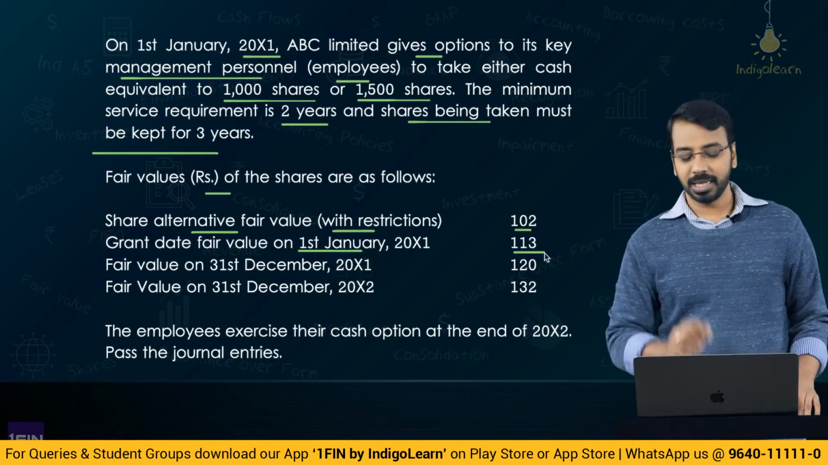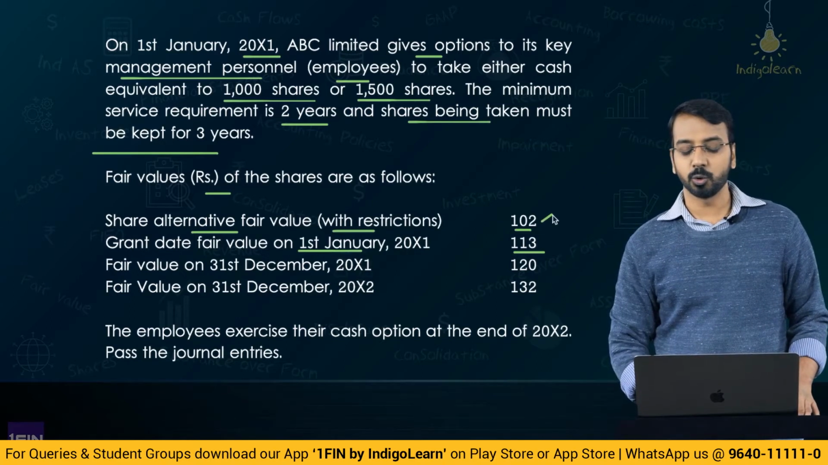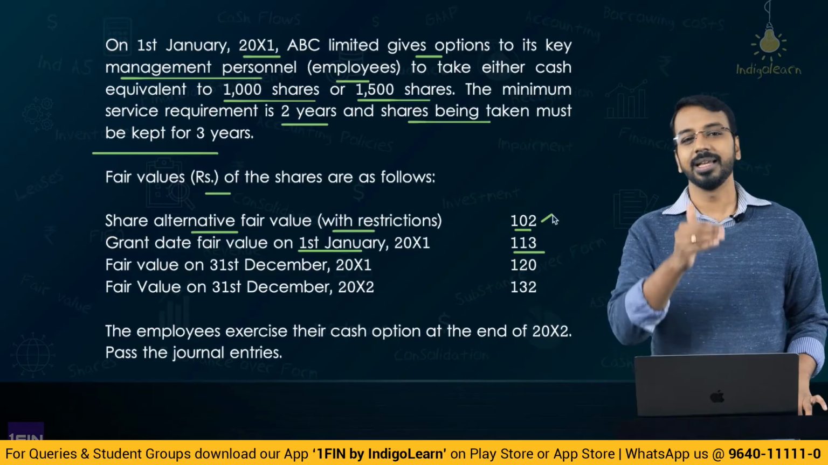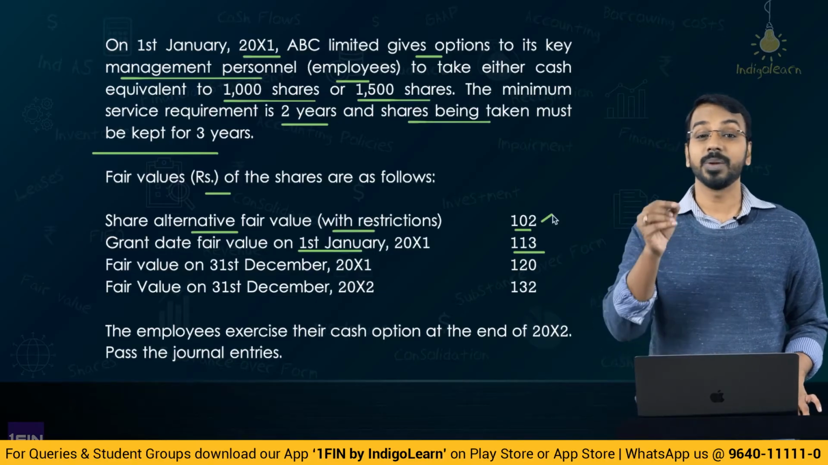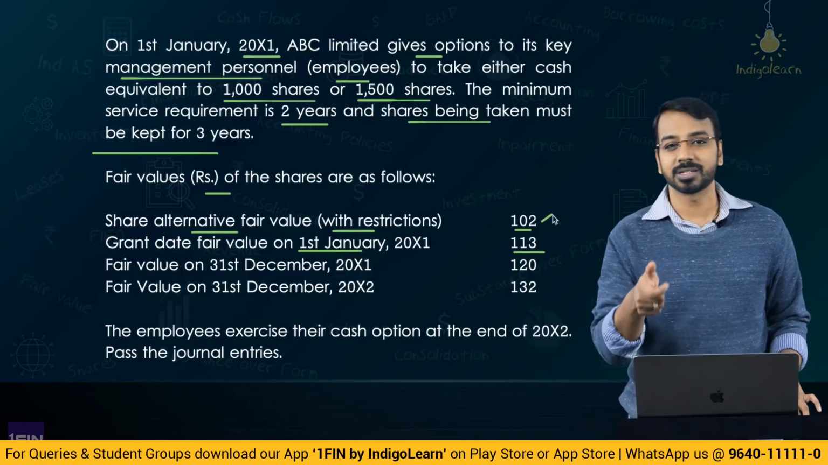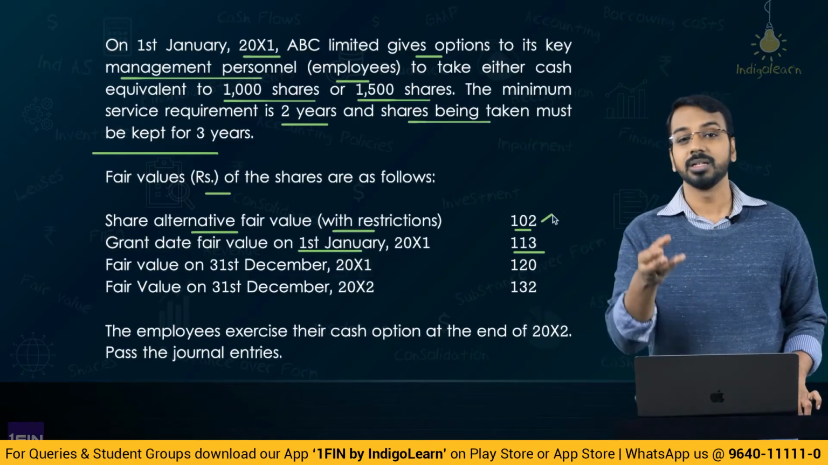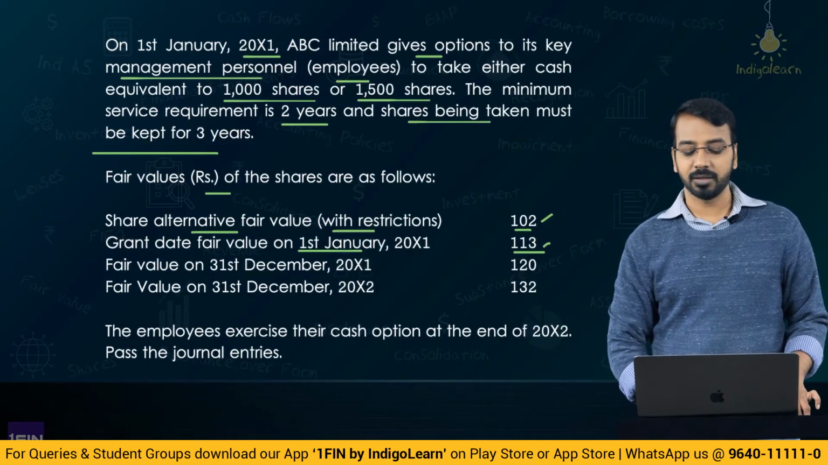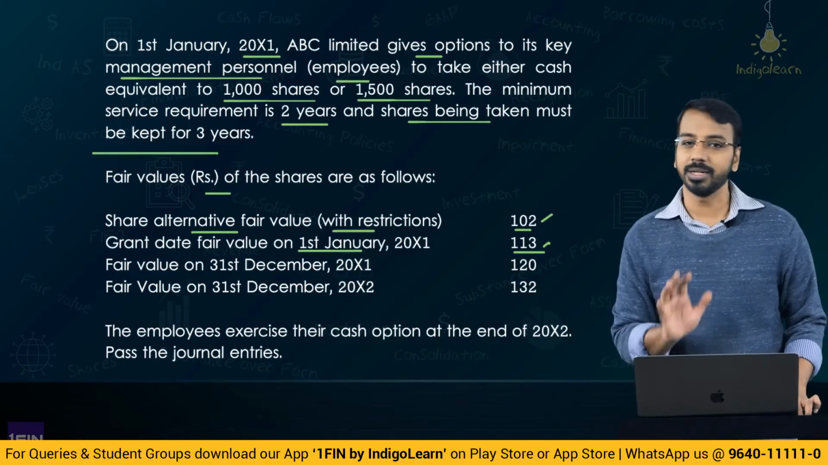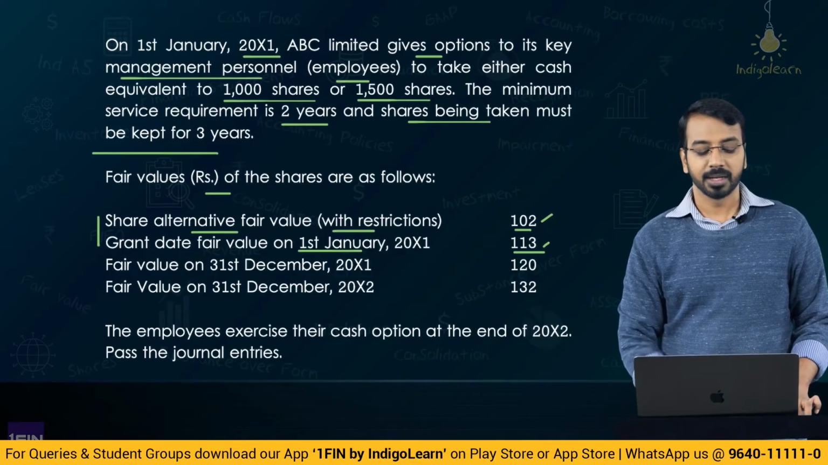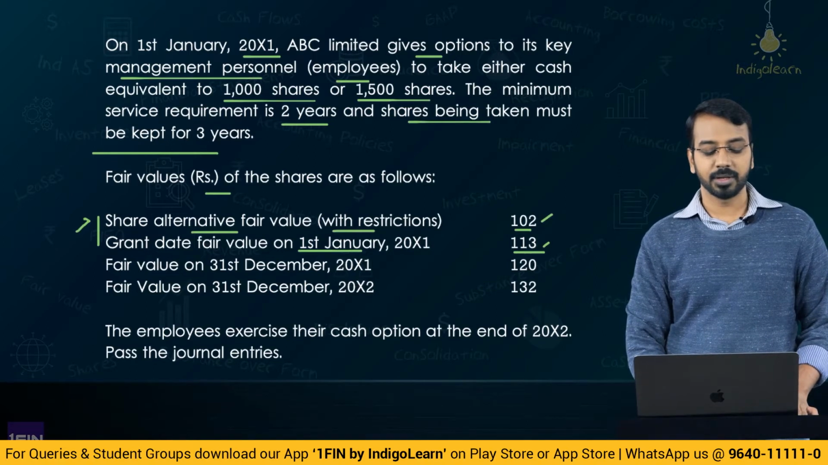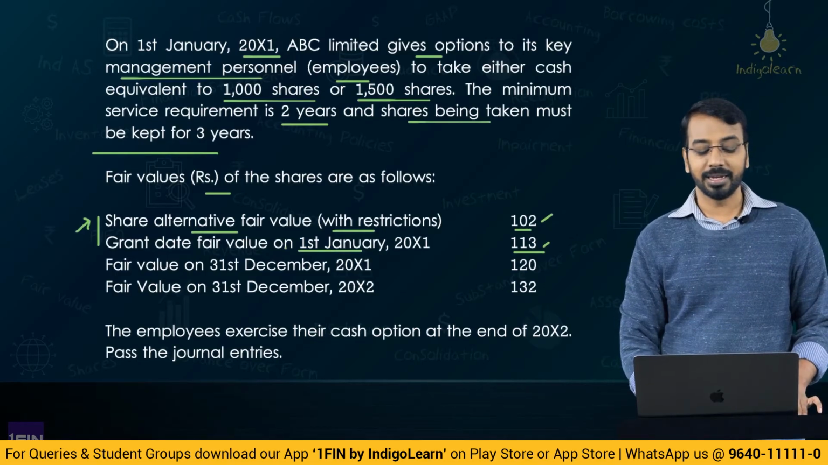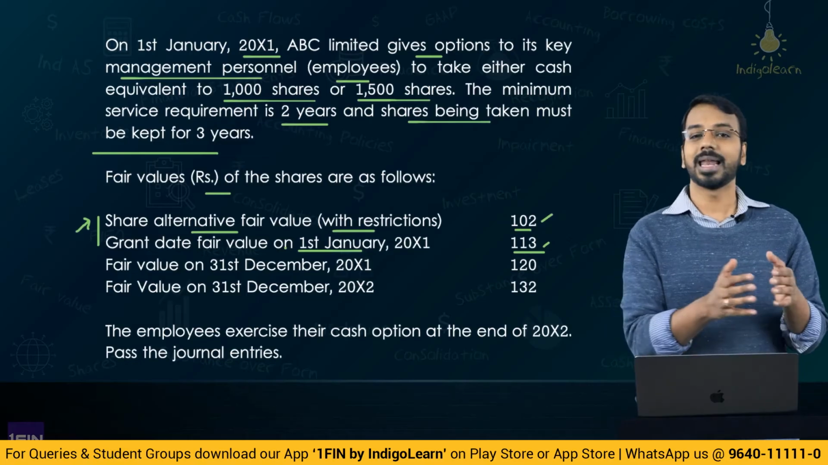Now, why this difference? The difference is there because in this 102, there are some restrictions. Whenever there are restrictions attached, generally the market discounts the value. The market pays a lesser amount where there are restrictions involved. So if you have lock-ins, the share price will automatically be lower. Versus a normal share with no restrictions, the fair value is 113. Now, why are these two important? The share alternative gives us the value of the equity alternative and the grant date fair value will give us the value of the liability component.